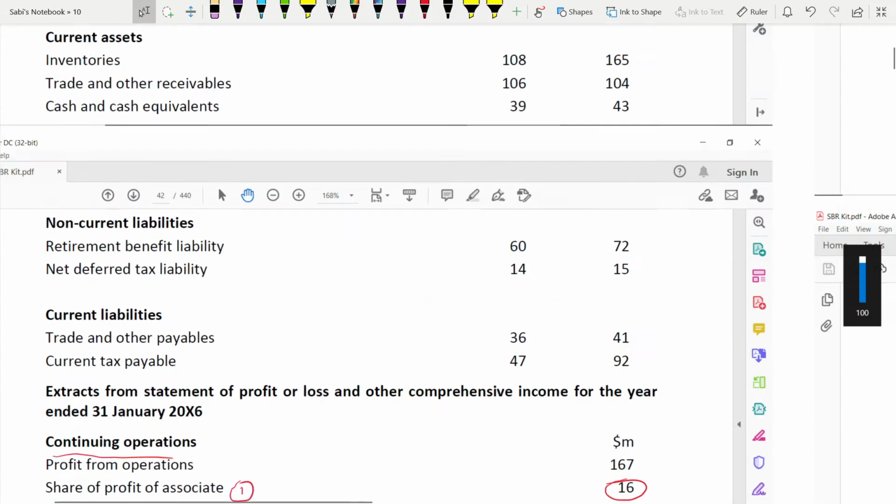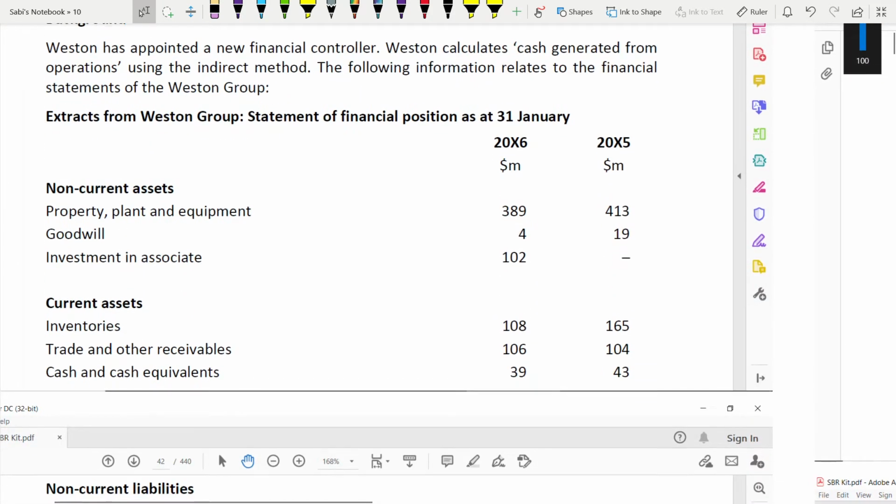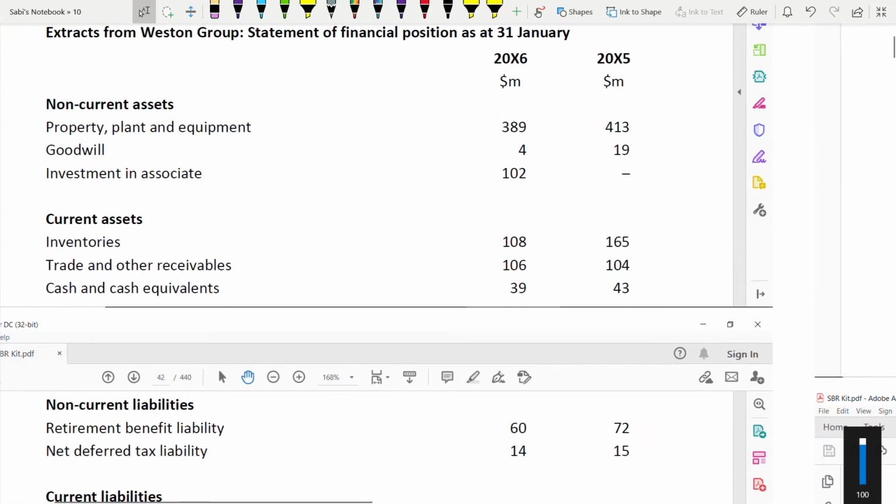So now we have to go to the statement of financial position to check inventories, receivables, and payables. Inventories, you can see, went from 165 to 108, it reduced. 165 minus 108, it's an inflow. Receivables increased, 104 to 106, which is not good. It's an outflow. And payables, you have to go to the current liabilities.